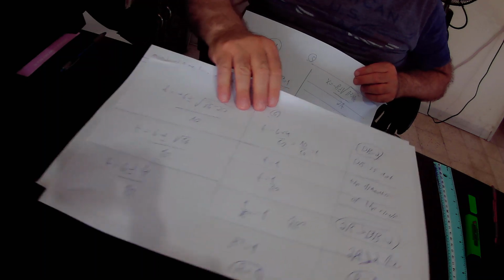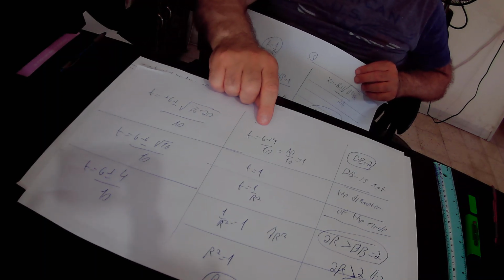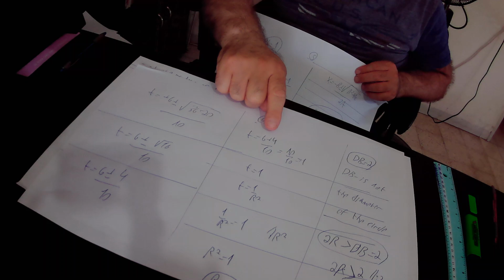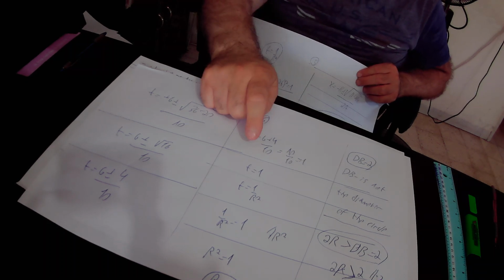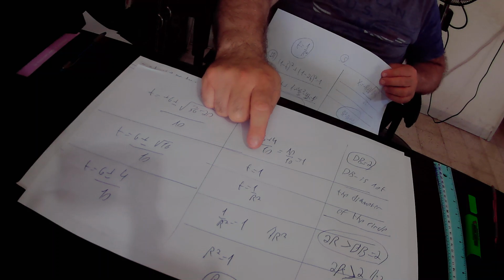The first solution for t is that t equals 6 plus 4 over 10. 6 plus 4 is 10, and 10 over 10 is 1. So according to the first solution, t equals 1.